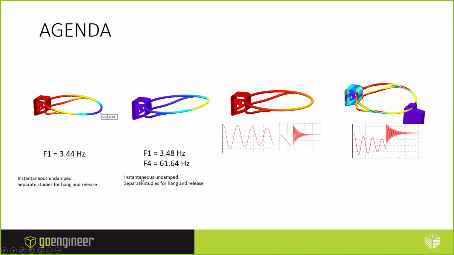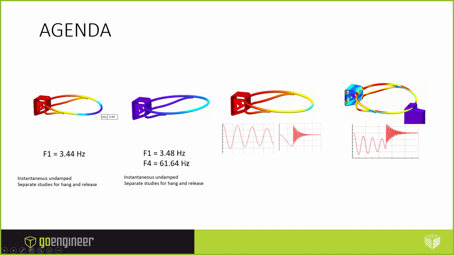Now this still assumes that this is undamped. I don't have any damping on here, and we have separate studies for hanging and releasing. So if I were to take that mass off of there, these frequencies are going to be way different. Instead of 3 hertz, if I take my mass off there and let this thing go, maybe this 3 hertz bumps up to like 50 hertz or something, because my mass is quite a bit compared to the mass of the hoop.